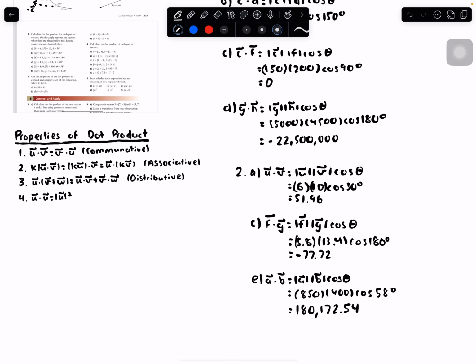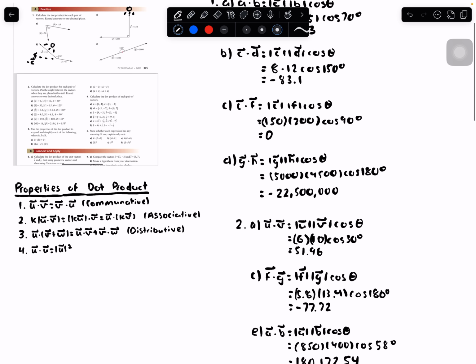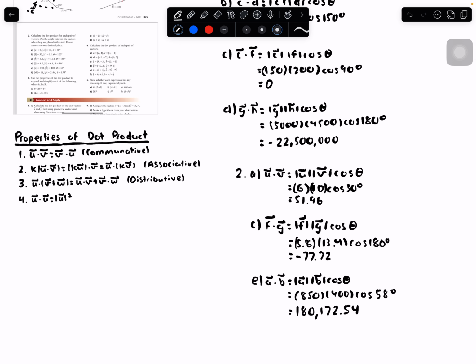Good. Okay, let's move on to question 3. Question 3 asks us to use the properties of the dot product to expand and simplify each of the following, where K and L are elements of the real numbers. Okay, so I listed the properties of the dot product right here.